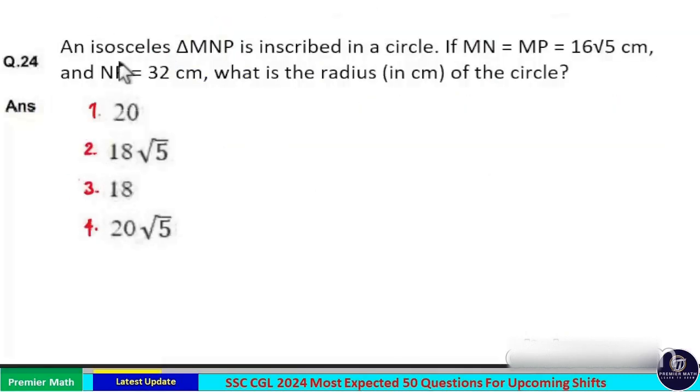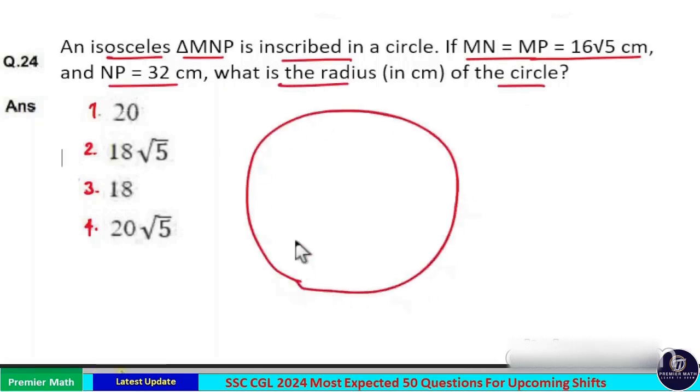So option 4. An isosceles triangle MNP is inscribed in a circle. If MN is equal to MP is equal to 16 root 5, NP is equal to 32, what is the radius of the circle? Here, this is the circle.